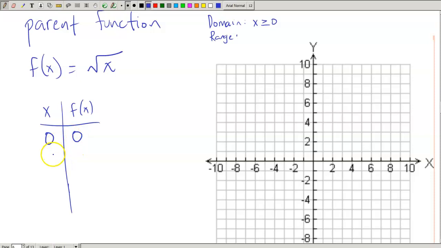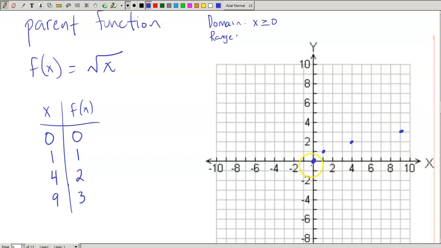If I were to plug in 1, the square root of 1 is 1. And you could plug in 2. The square root of 2 is a decimal. Same thing with 3. So why don't we plug in 4, because we know that the square root of 4 is going to be 2, and so forth. The square root of 9 is 3. So there are some points that we can simply graph: (0, 0), (1, 1), (4, 2), and (9, 3).